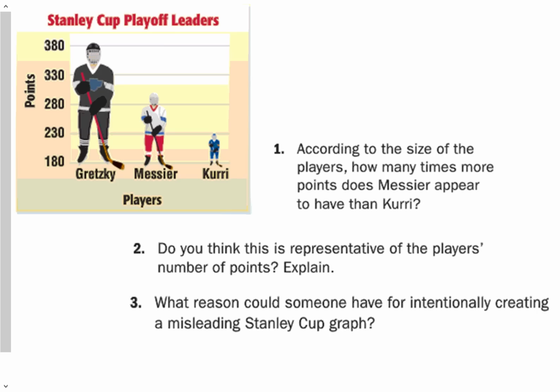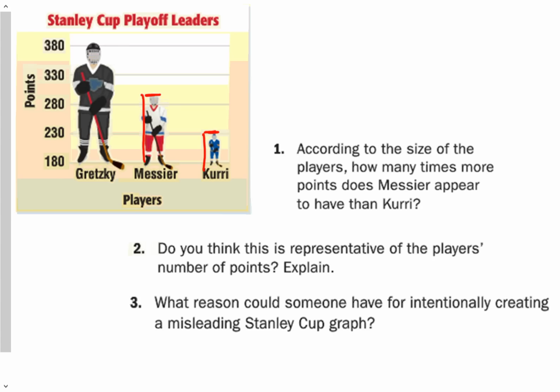Here's our first example that I want you to consider. We have Stanley Cup playoff leaders, Gretzky, Messier, and Curry. So when you're looking at this graph, according to the size of the players, how many more points does Messier have than Curry? Just by looking at size, it looks like it's about 2 times as many, because this figure is 2 times as big as this figure. Now, do you think this is representative of the players' points?